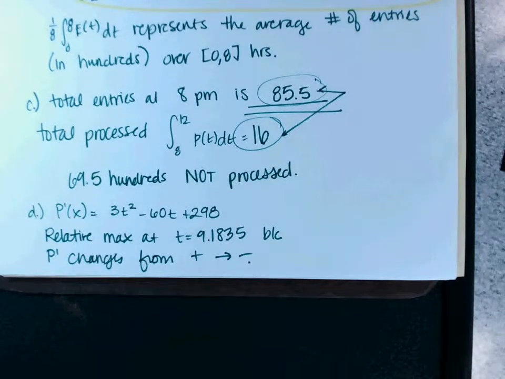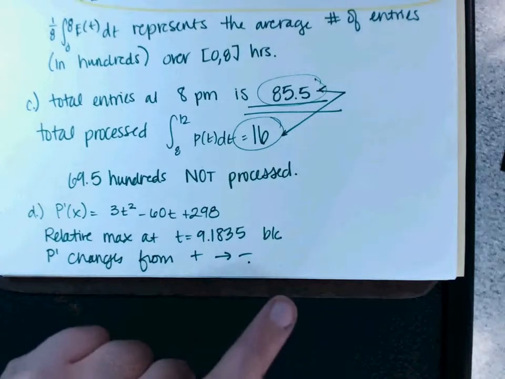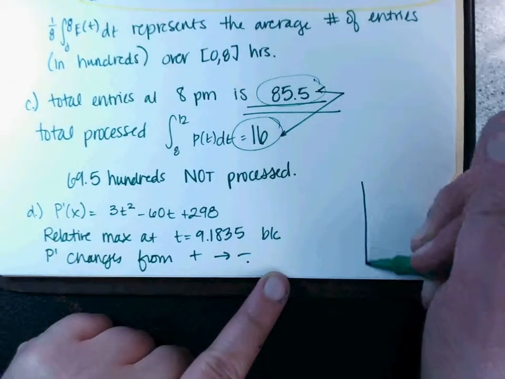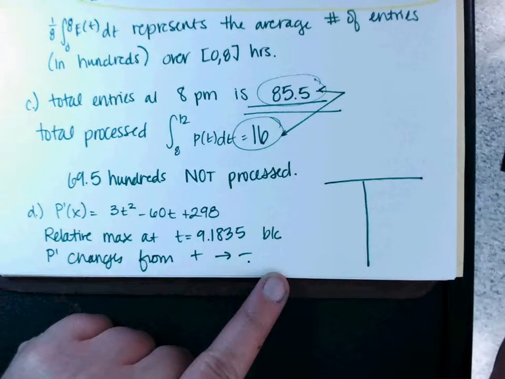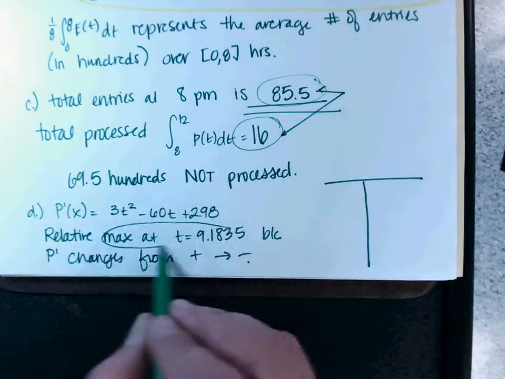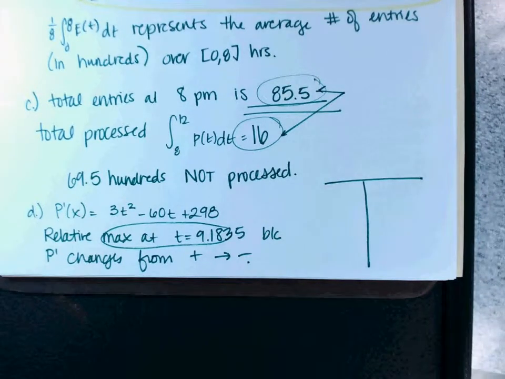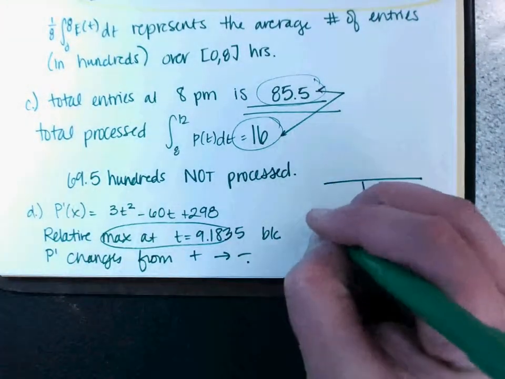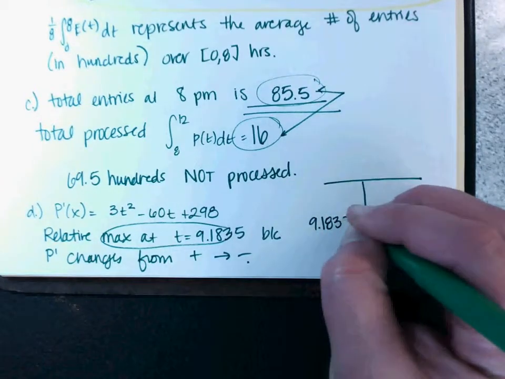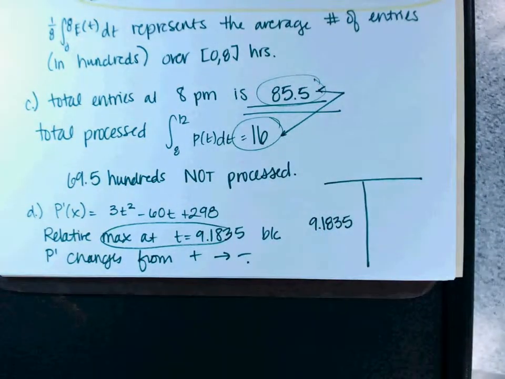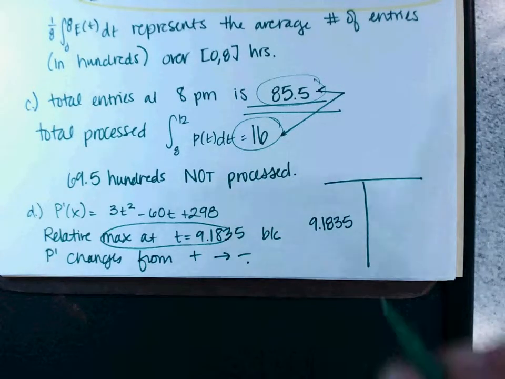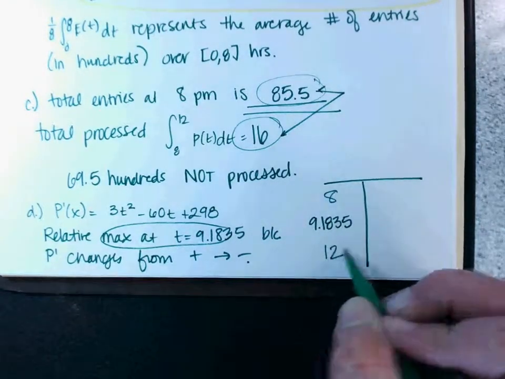You would have to compare it to what? In a chart. What else would you have to compare it to? Because this is the relative max, but we need to make sure that it's the real max, the absolute max. What else would go in my table besides 9.1835? The endpoints. Very good. And what are the endpoints for that function? 8 and 12. Very good.